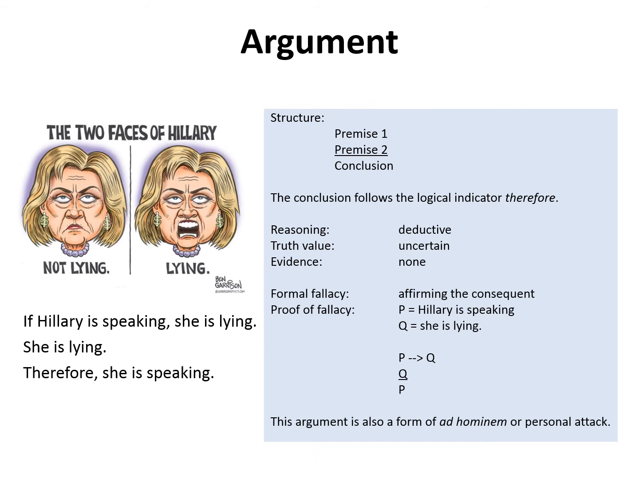Here is another argument. If Hillary is speaking, she's lying, therefore she's speaking. So the same structure. We have two premises, followed by a logical indicator, and then the conclusion. In this case, the reasoning is deductive. Here we're going from a universal case, and it's saying if Hillary is speaking, she's lying, and that's saying that every single time Hillary is speaking, she is lying. The truth value, well, I've put the word uncertain. I actually think it's false, but again, this probably depends on your political viewpoint. Evidence, well, there's no evidence presented.